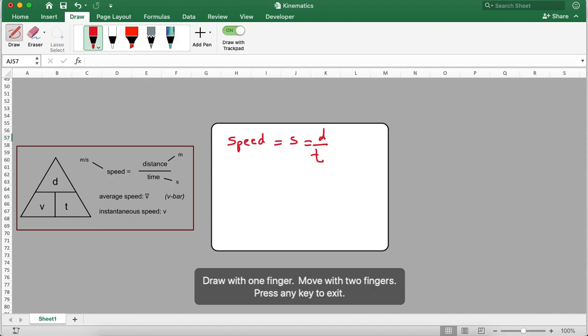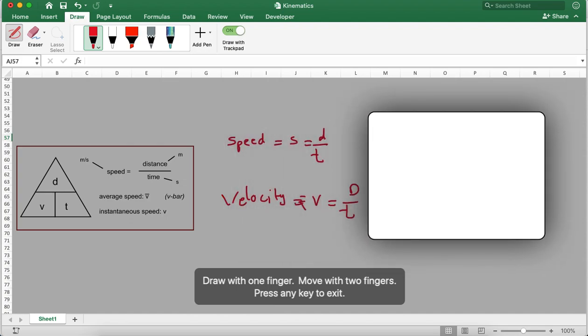Coming to the velocity, what is the velocity? Let me express velocity with v. The rate of change of displacement with respect to time is known as velocity. So speed is the rate of change of distance with respect to time, but velocity is the rate of change of displacement with respect to time. Finally, I will write only the equations: the speed s is equal to d by t, and the velocity v is equal to capital D by t.